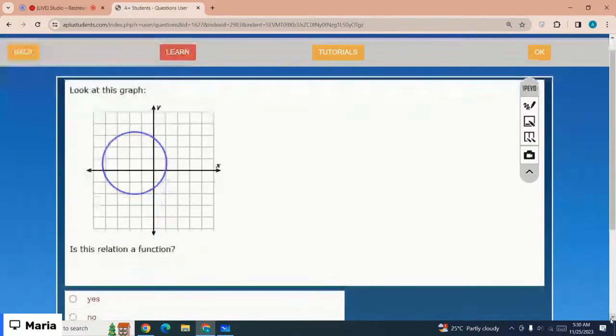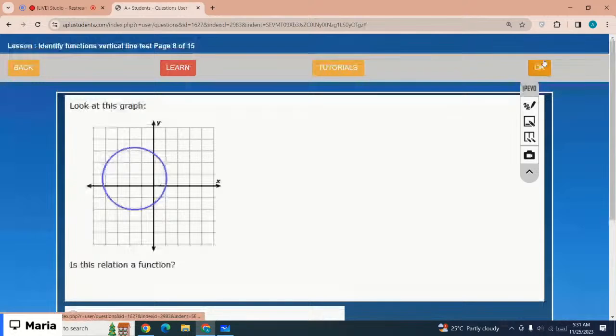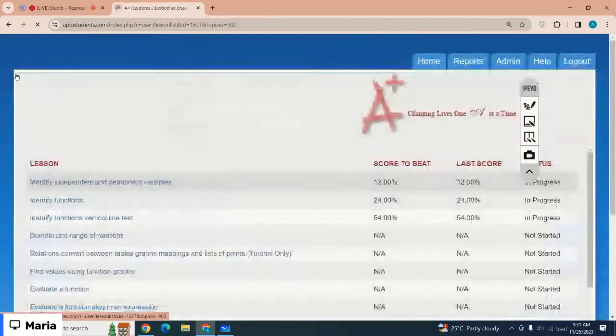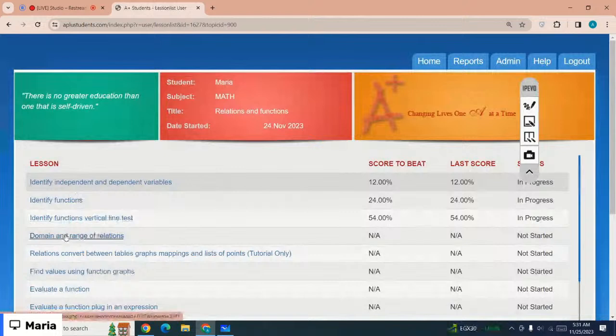Look at this graph. Is this relation a function? The correct option is no. Okay, you can complete the lesson by yourself later today. Let's just move on to the next lesson. The next lesson is domain and range of a relation.